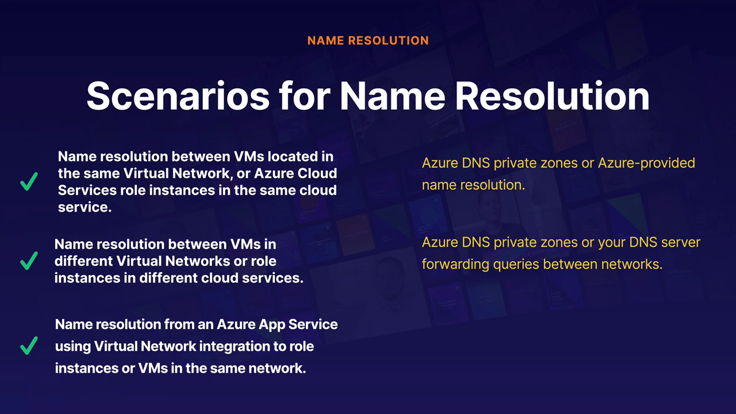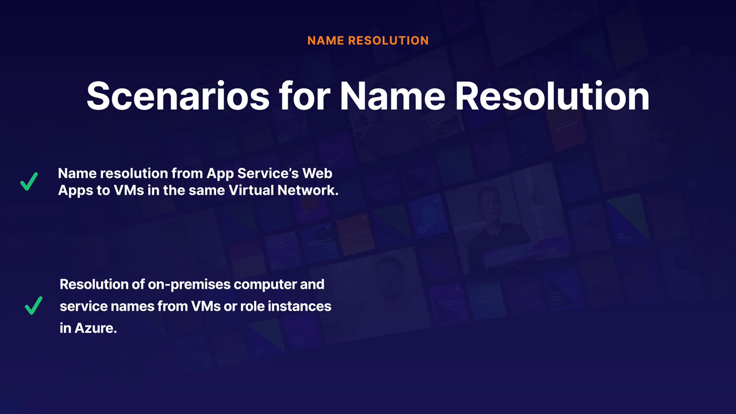All right, next you're going to have your name resolution from an Azure application service using virtual network integration to role instances or VMs in the same network. And for that, we're going to be looking at your own DNS server forwarding queries between networks. All right, next up we have name resolution from app services, web applications to VMs in the same virtual network. And again, going to be your DNS servers doing the name resolution requests.